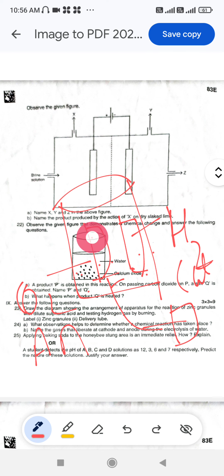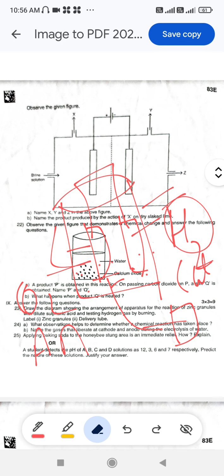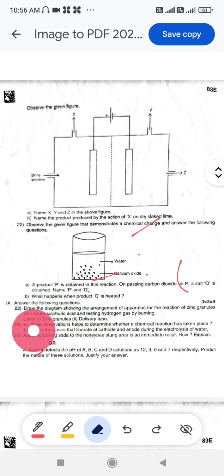So at the anode, which gas? Oxygen gas. At the cathode, which gas? Hydrogen gas. The 24th B answer is: anode is oxygen, cathode is hydrogen. This is about the 24th B question.